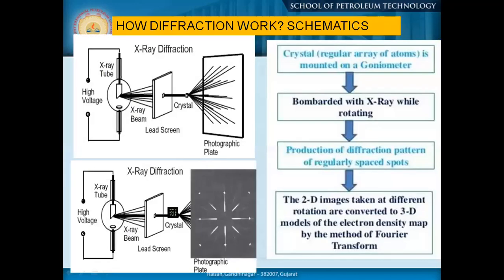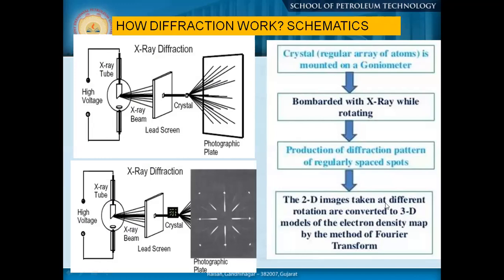So this is how it works. Once you have the X-ray tube here, the source of X-rays, the X-ray beam is coming and falling on your samples. Then you have your crystal samples here, and it is diffracting and giving you a pattern, which is here. Okay, it's a film.